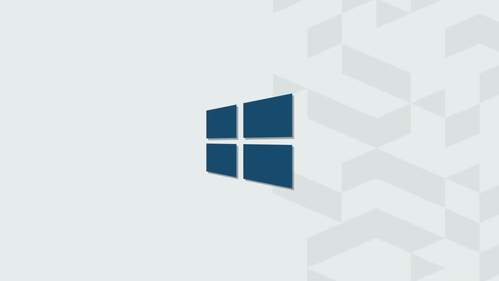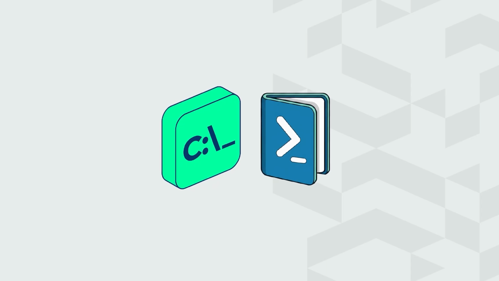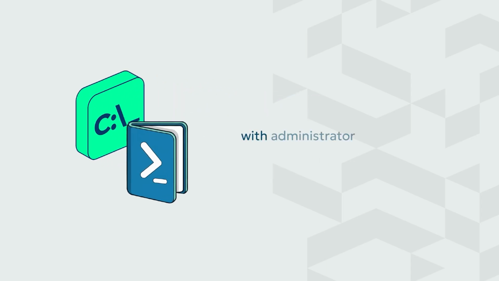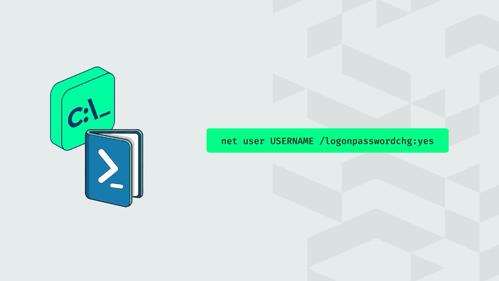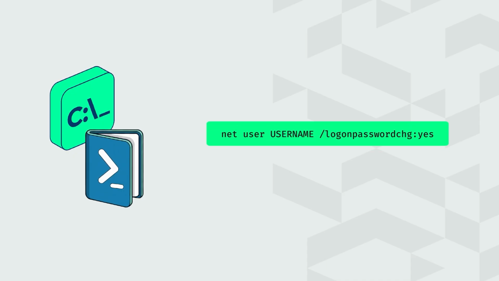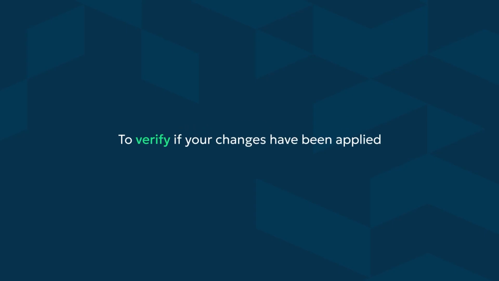If you're on Windows 10, you can use the command prompt or PowerShell to force a password change at a user's next sign-in. For this method, you will need to open the command prompt or PowerShell with administrator privileges. Then enter the command net user username /logonpasswordchg:yes. Replace username with the username of the user you want to force to change their password. To verify if your changes have been applied, run the command net user username.